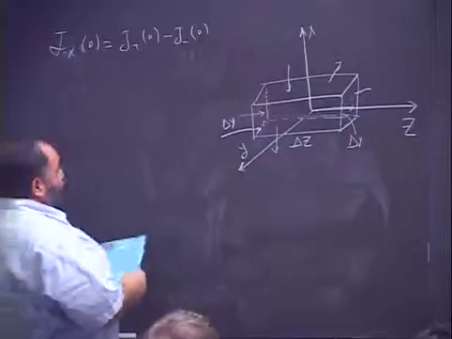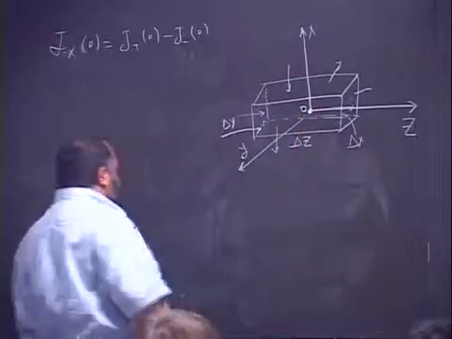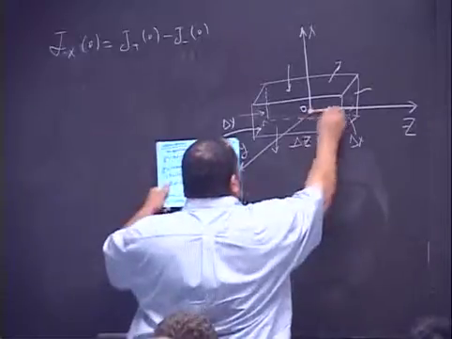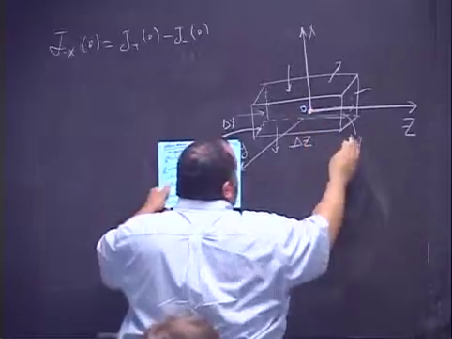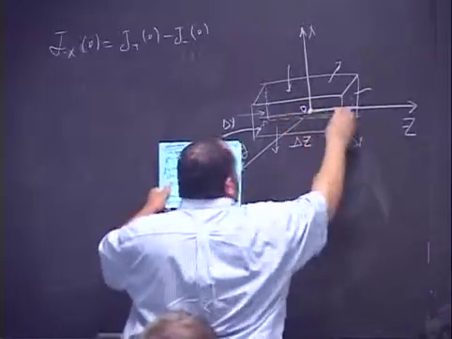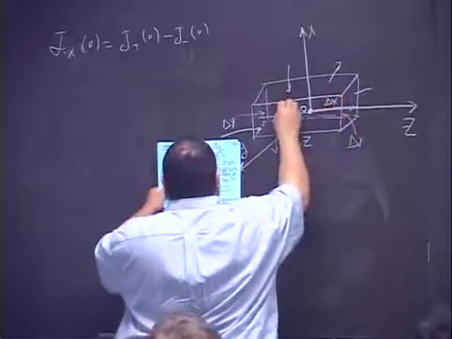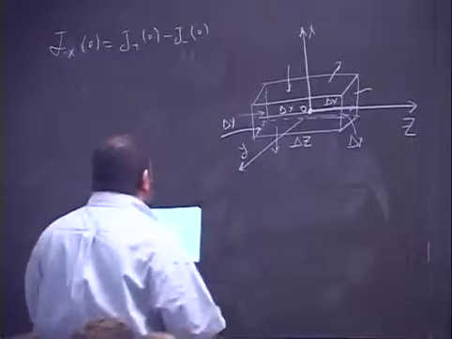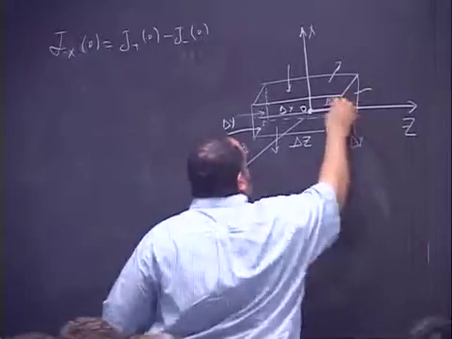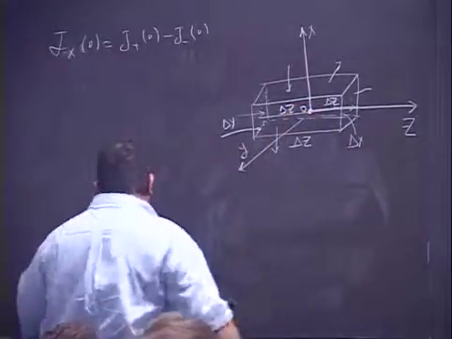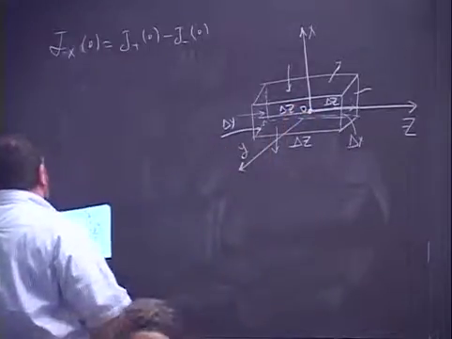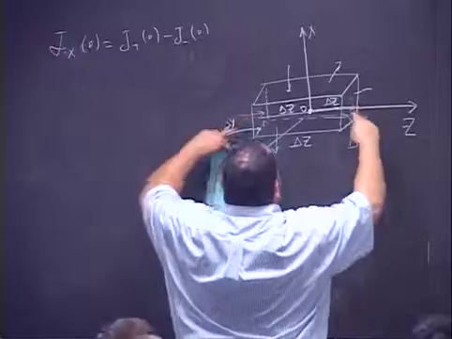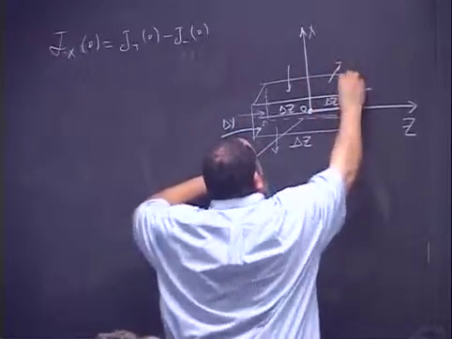So let's assume the origin is in the center, and then let's assume that this is delta x, half the distance here. So this is delta x, and this is delta x also. This is delta z in this direction, and delta x again here. So if we look at the net current, the difference between the current, let's assume that we are talking about the x direction here.